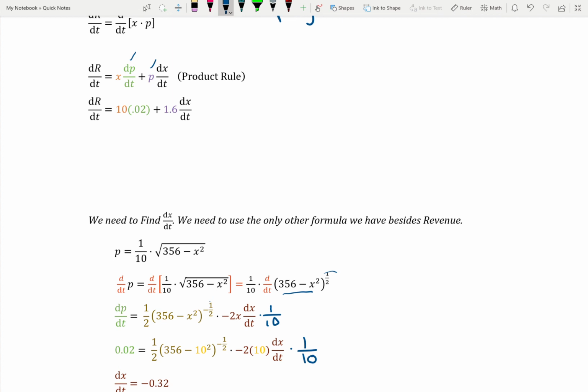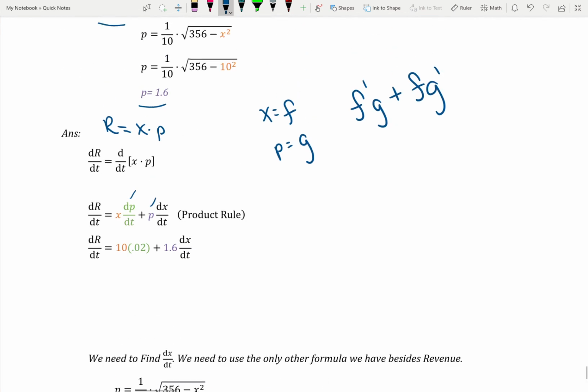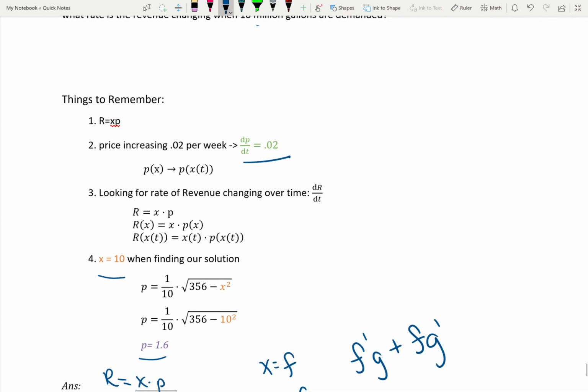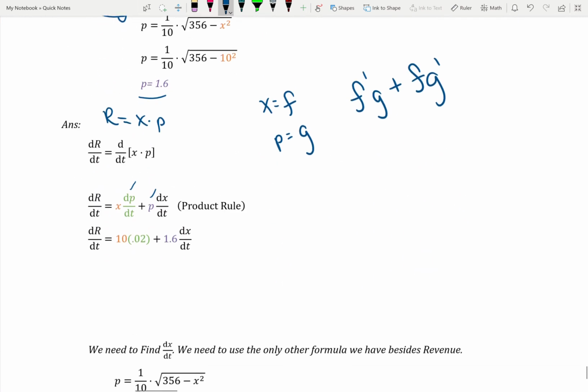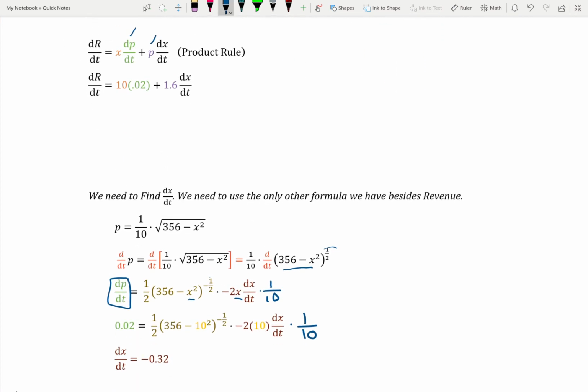Okay, so now we know again what x equals, and we know what the dp/dt equals, right? We found that out in the very beginning of the question, right here. We know what the green part is, and we know what the orange part is. So I just filled it in. Now we solve for dx/dt, and we know that dx/dt equals minus 0.32.